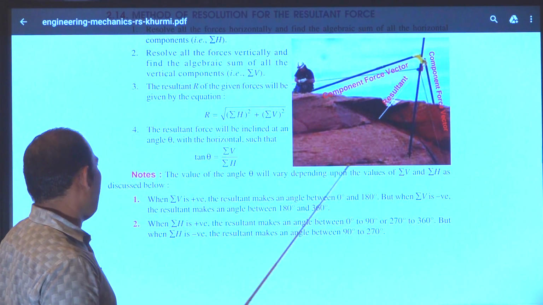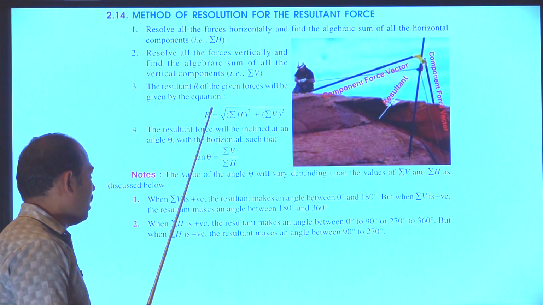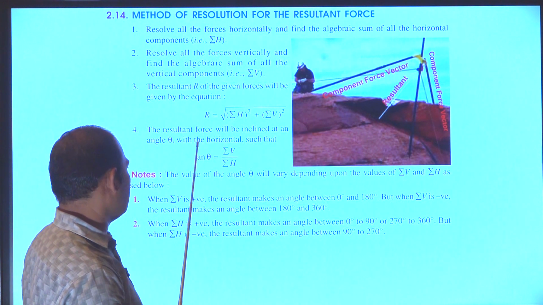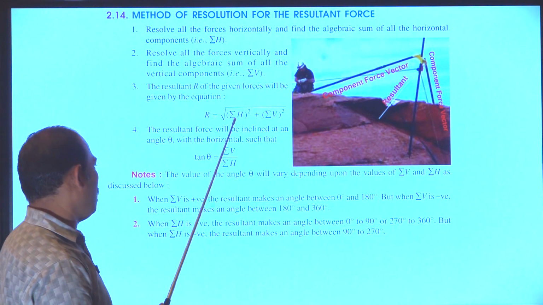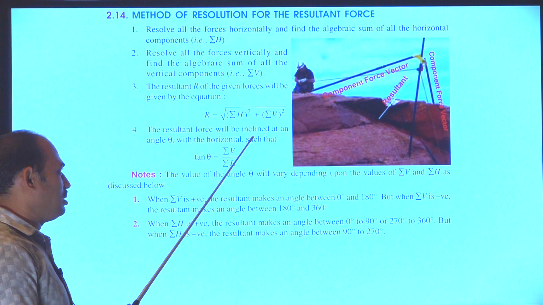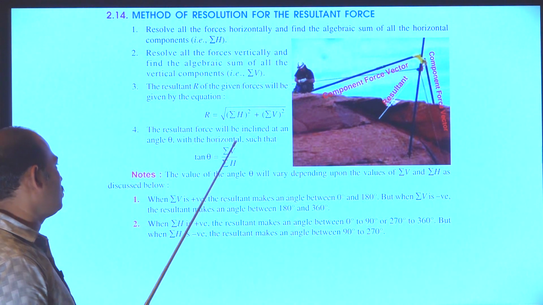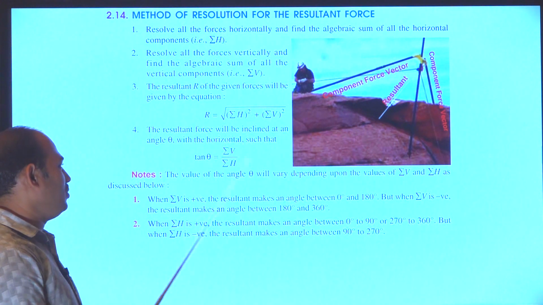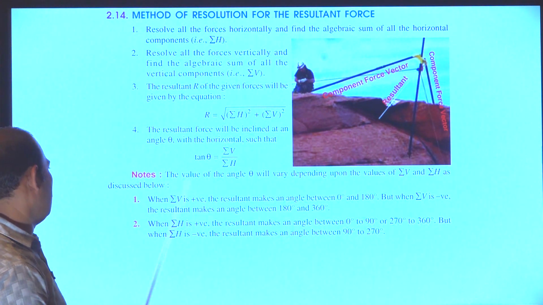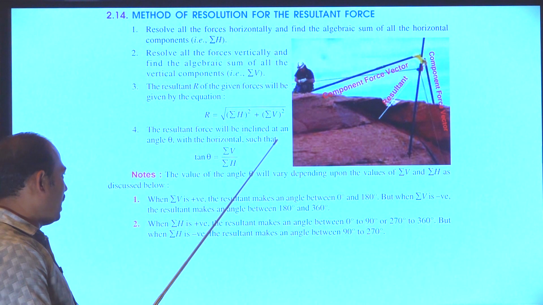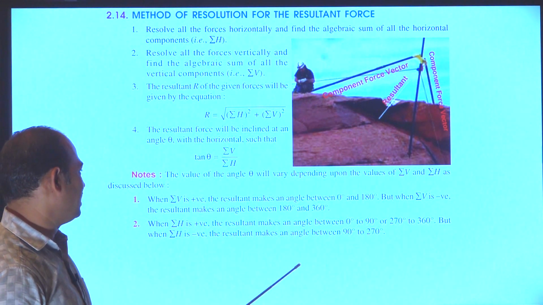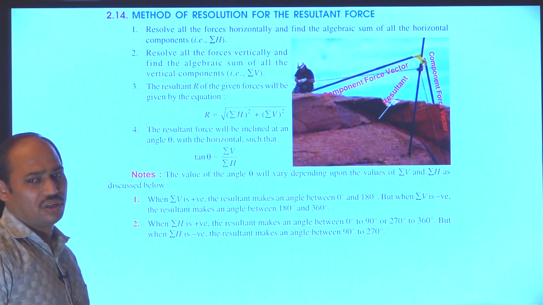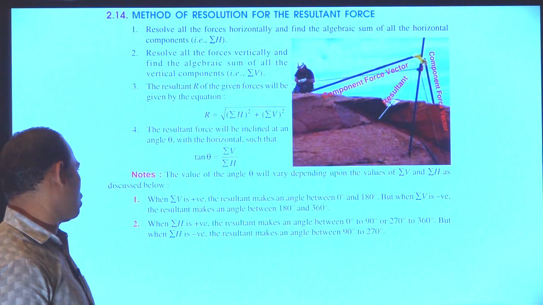Then we can find the resultant R of the given force by the equation R equals under root of summation of H square plus summation of V square, where summation of H is the horizontal component and summation of V is the vertical component. Then the resultant force will be inclined at an angle theta with the horizontal such that tan theta is equal to summation of V divided by summation of H.